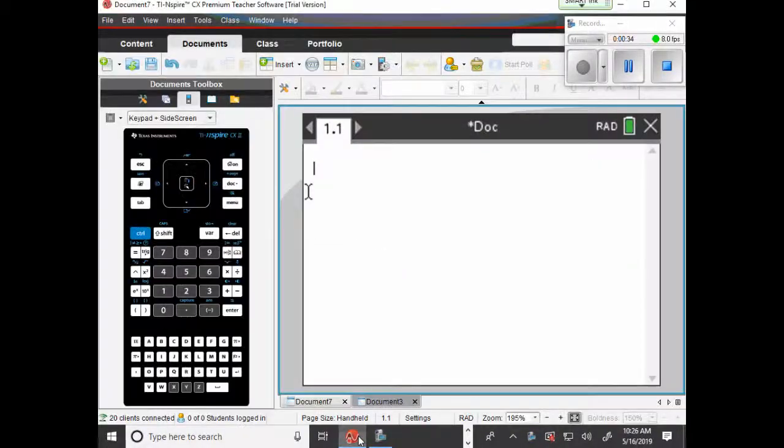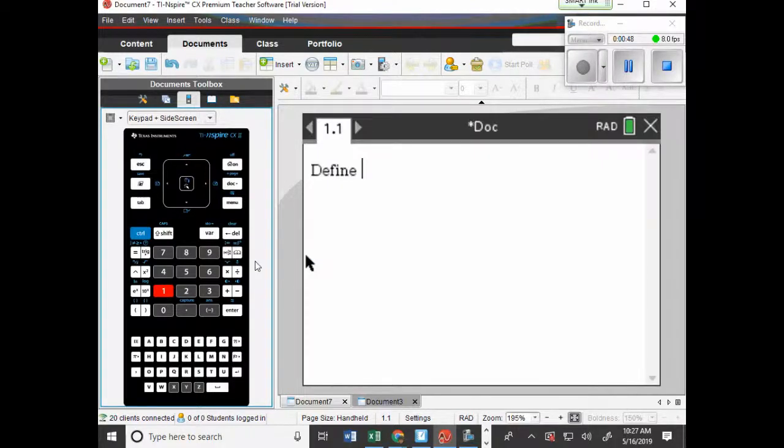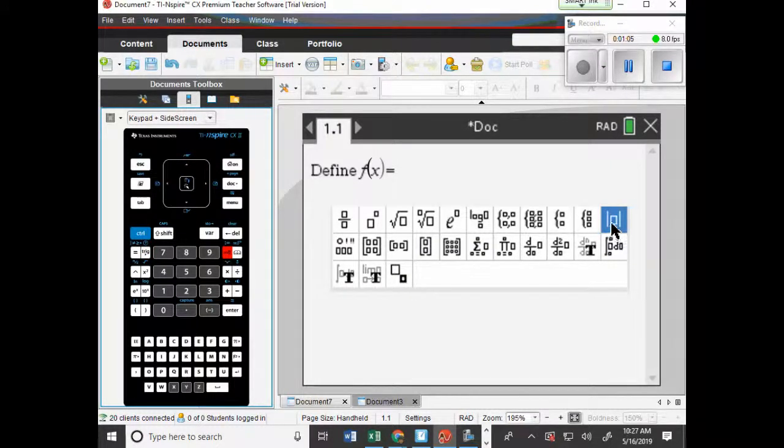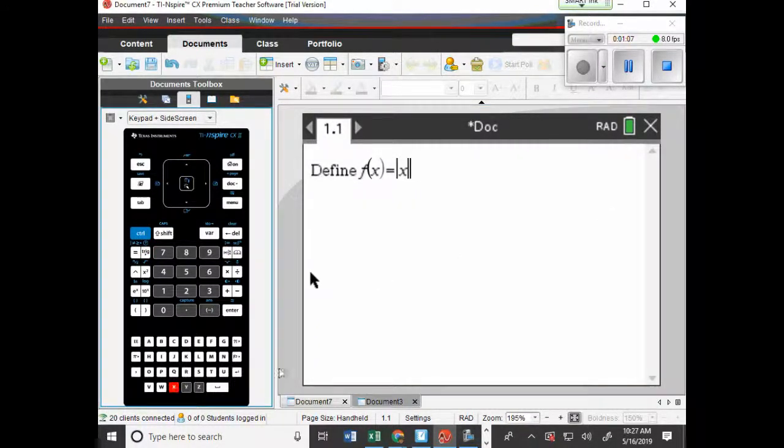Just going to the calculator, and I'm going to define f of x. Okay, all right. Let's use the absolute value function. So I'm going to go menu 1 1, and I'm going to define f of x as the absolute value. I'm just using a weird function. So absolute value of x, and we'll just press enter. We can change it to anything that we want.